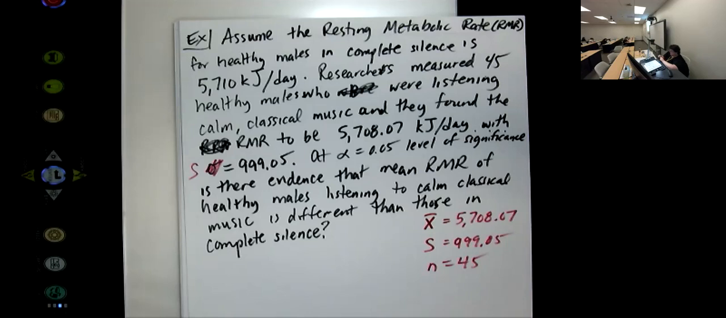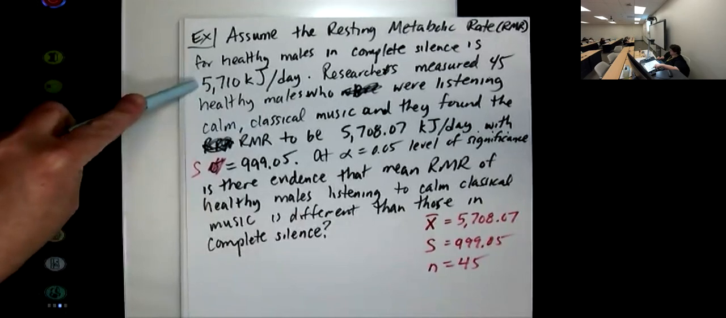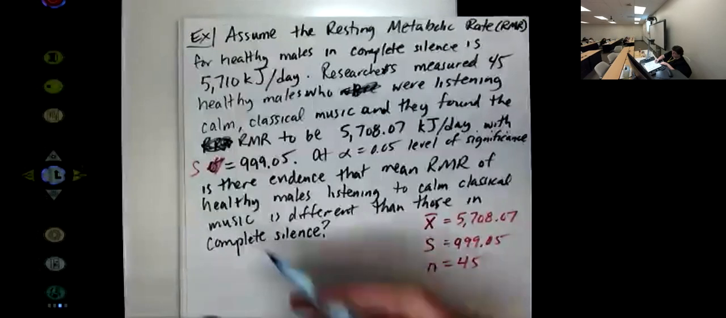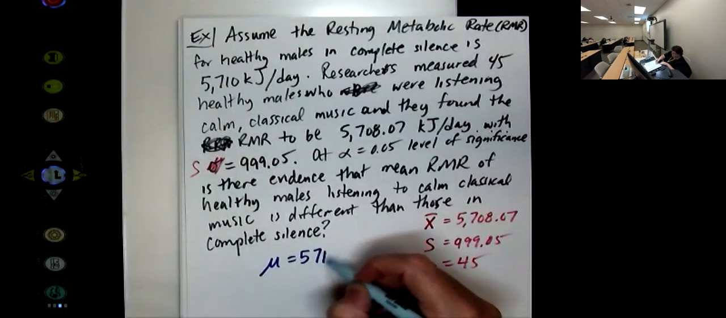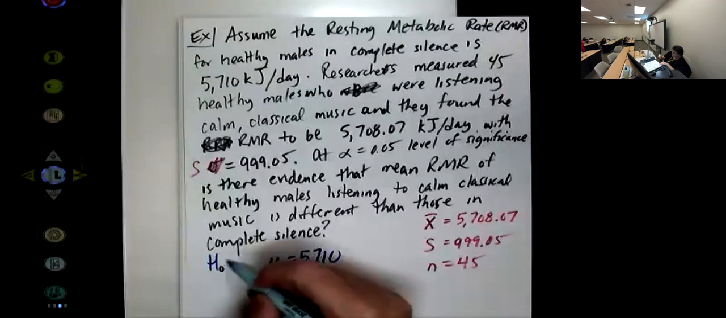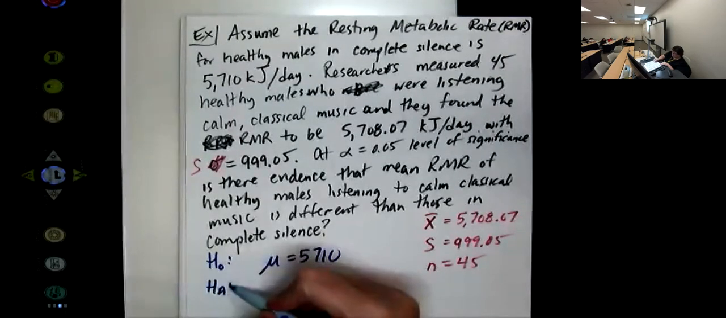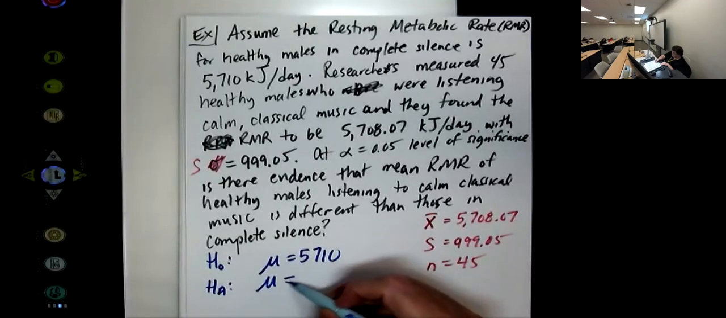We want to know if that group is different than the 5,710. So the group we're comparing it to is the 5,710. We're going to use that for our H0. And HA, they said, is it different? They didn't say less than or greater than, they just said different.